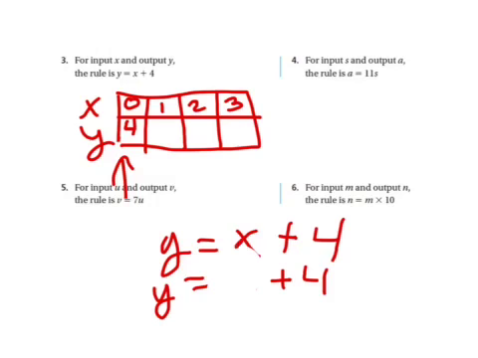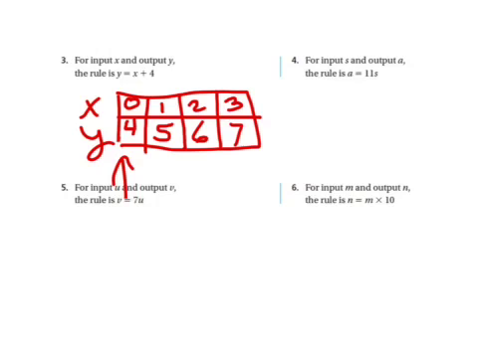Very easy to do. My next input is 1, so I replace x with 1. 1 plus 4 is 5, so that gives me 5. My next input that I've written down is 2, so I replace x with 2, and I get 2 plus 4, and that gives me 6. My next input is 3, so I replace x with 3, and I get 3 plus 4, and that's 7. And that's it. I found a set of inputs and outputs for number 3, for y equals x plus 4.